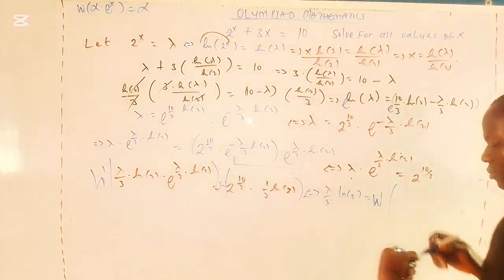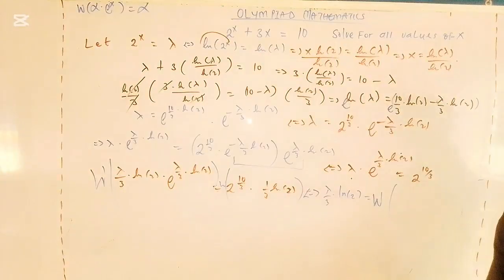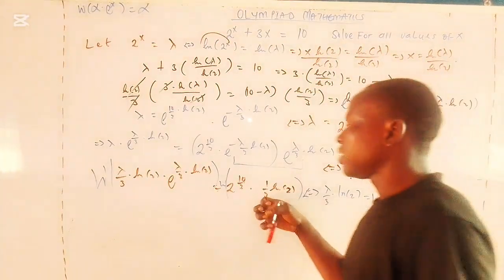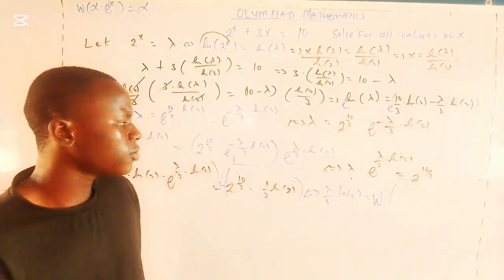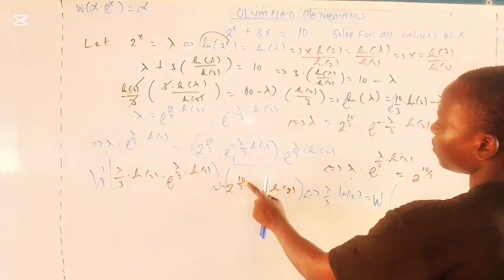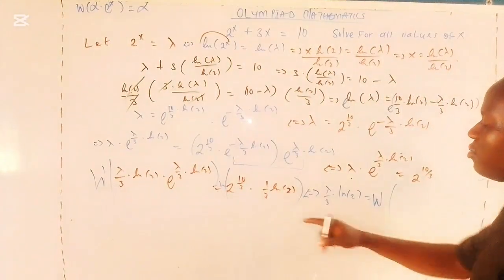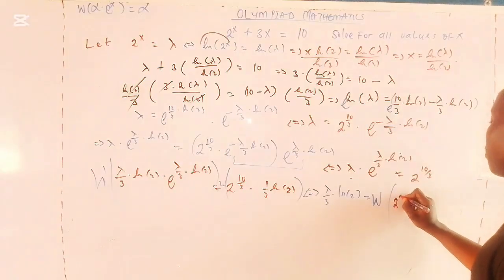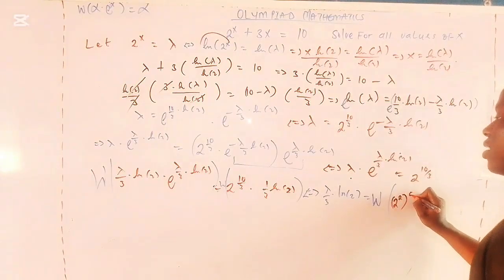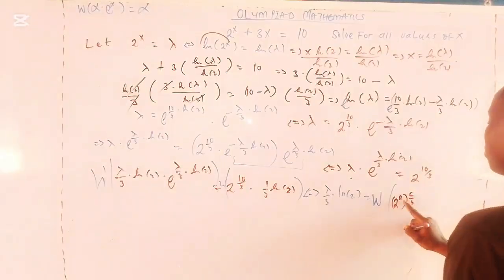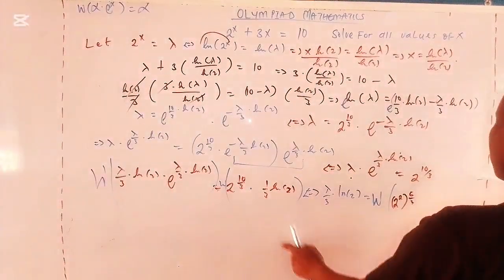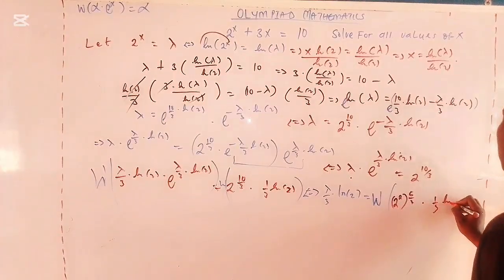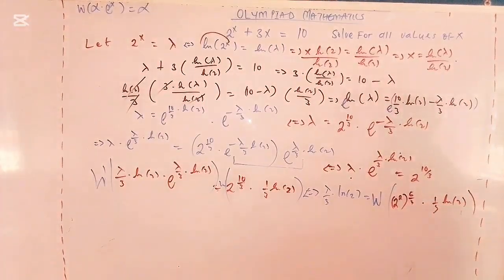Now, how do we simplify this? That is where the problem lies. How do you simplify this? This is what you're going to do. We have 2 raised to the power of 10 over 3. This means that 10 is 5 multiplied by 2. So we have 2 raised to the power of 2, then raised to the power of 5, then everything over 3. 2 times 5 will give us 10, right? Then multiply by 1 over 3, multiply by natural log of 2. Are we together now?